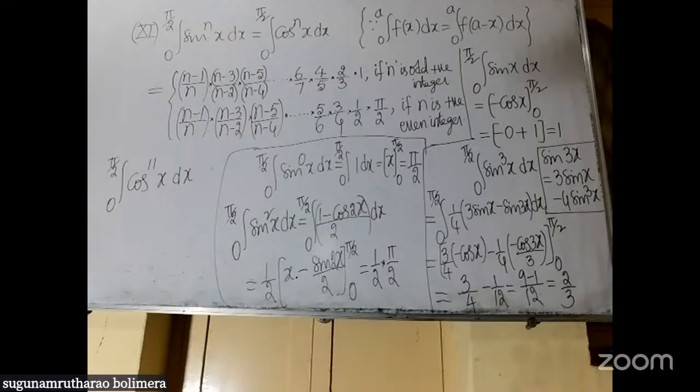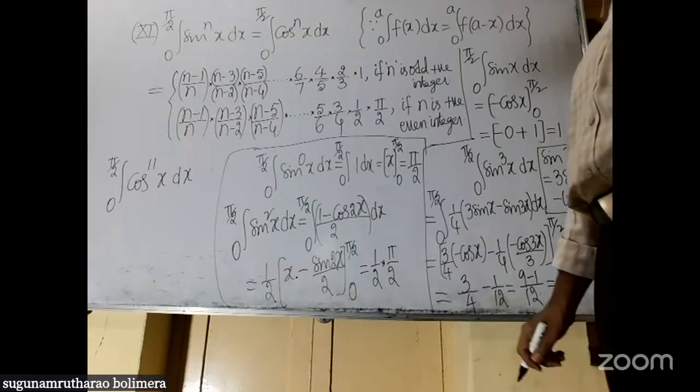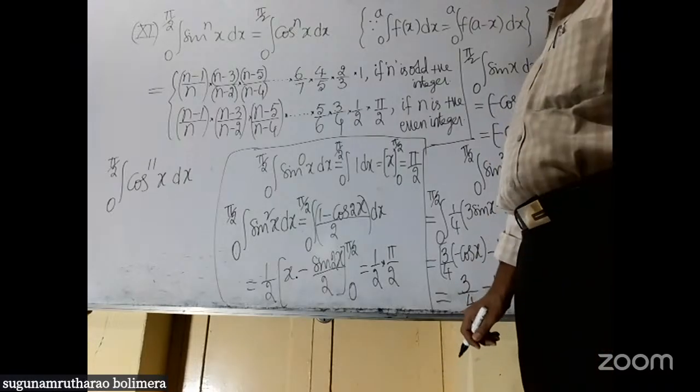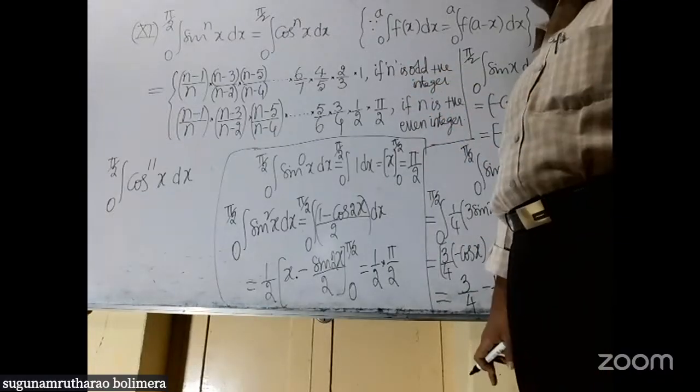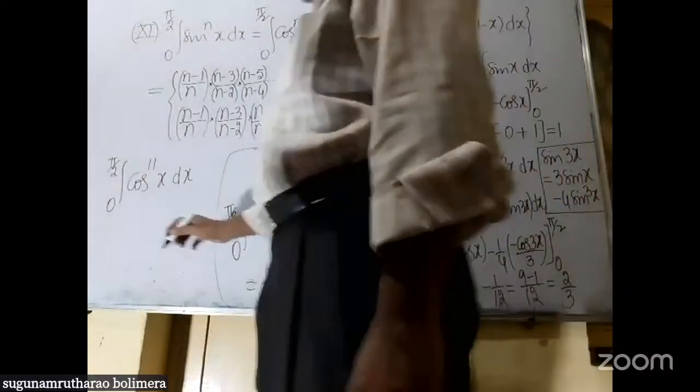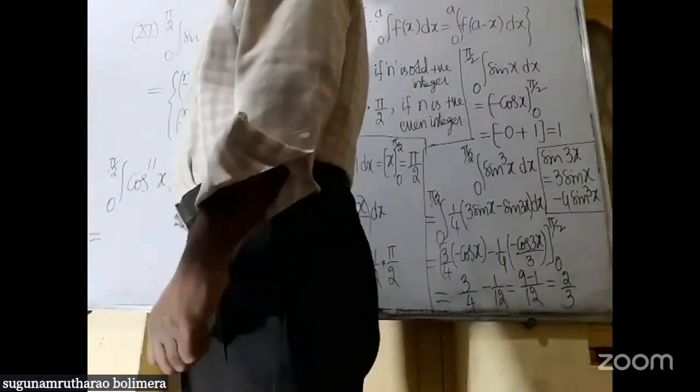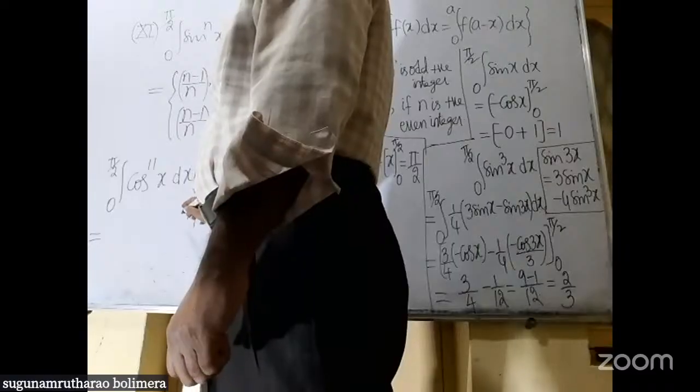Can you do it or shall I explain? Very simple. After discussing this entire thing, the integral from 0 to pi by 2 of cos power 11x dx. 11 is odd, positive in Z. So for 1, you have to start with 1.